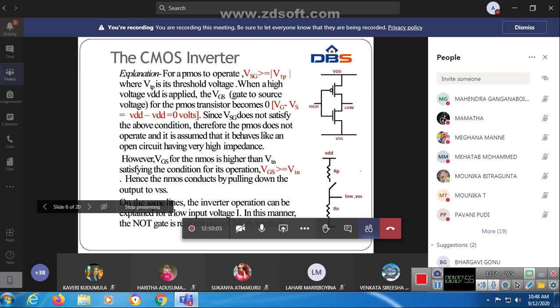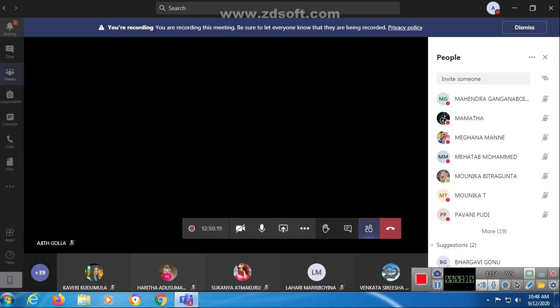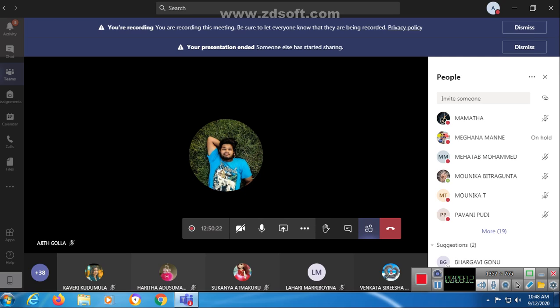So for example, in this diagram we give a high input, that means 1 as the input. The 1 will be given to both the PMOS transistor and the NMOS transistor.